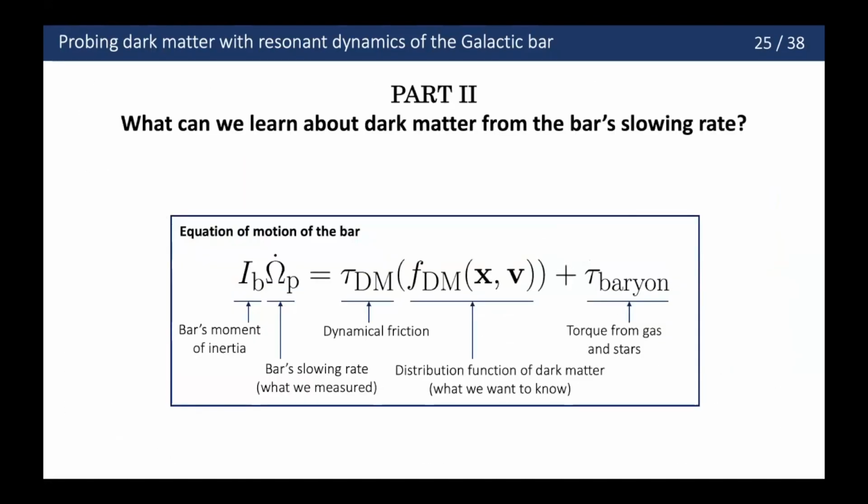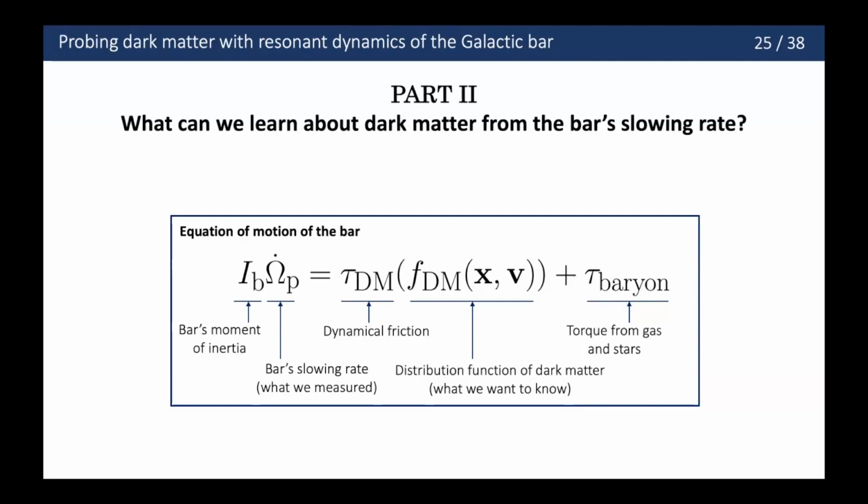Okay, so now I will talk about, once we have the measurement of the bar slowing rate, what can we learn about dark matter more, not just its existence. Here I'm just showing the animation of the bar. By the way, this is just an ongoing project, so I'll just explain the basic idea of what I'm trying to do and what kind of tools I have developed so far. So here I just want to show the concept that once we have the measurement of the bar slowing rate, by multiplying that with the bar's moment of inertia, if we knew it, we can estimate how much torque is applied on the bar.